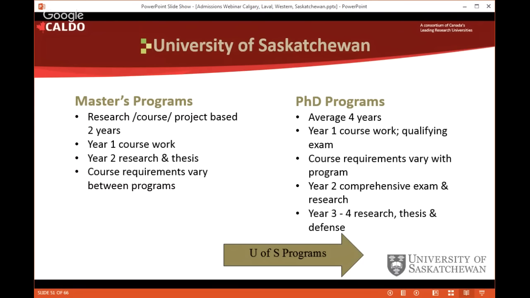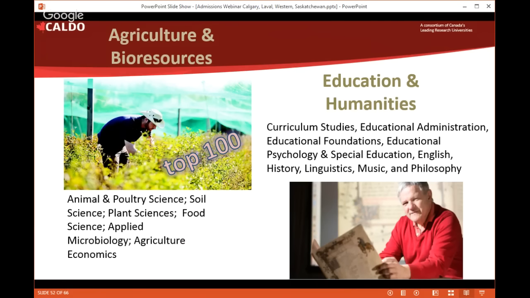In year 2 for PhD programs, you have to take a comprehensive exam and do research. And in years 3 and 4, you will have to complete your thesis, do your research, and have your defense. Now, you've heard about the type of programs that we offer. How about I tell you what specific programs we have?